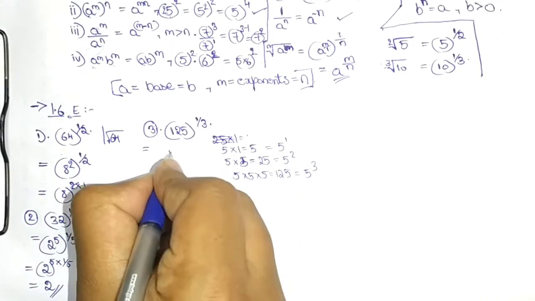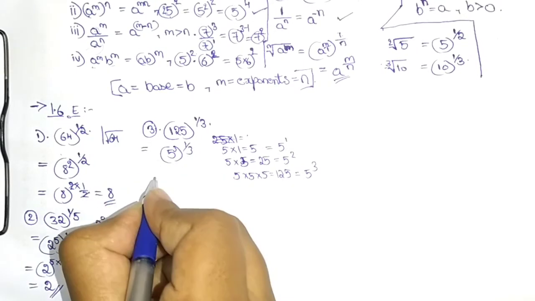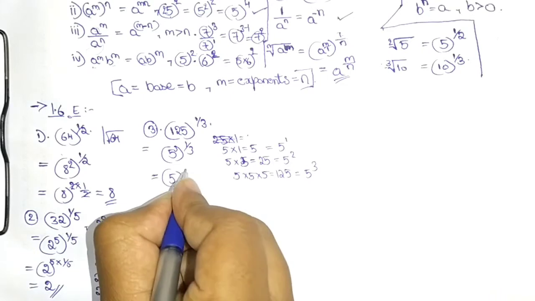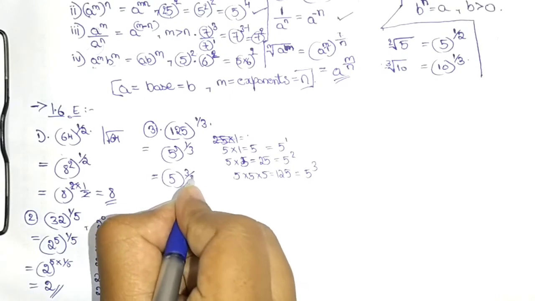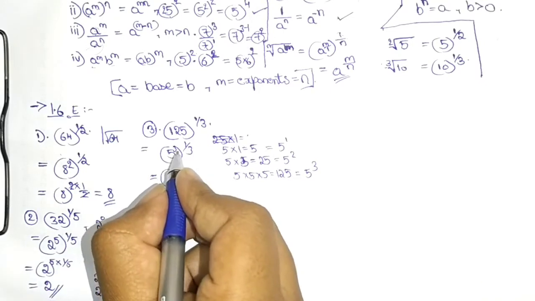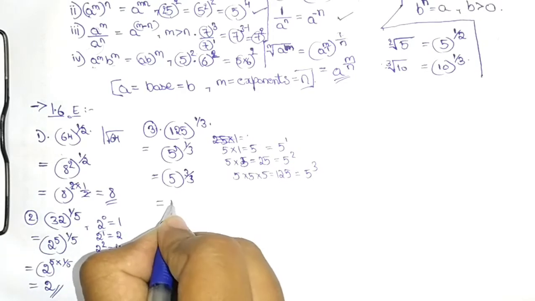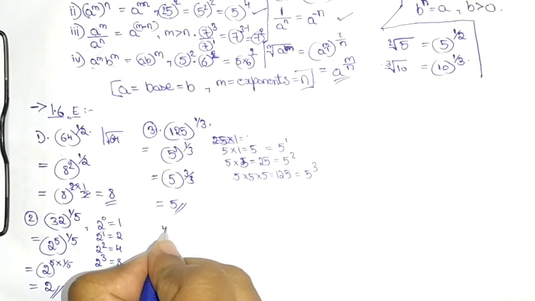Now this is 5 power 3, multiplied by 1 by 3. This is going to be 5 power 3 by 3. Same thing, all are the same case. A power m whole power n is A power mn. This is going to be 5.